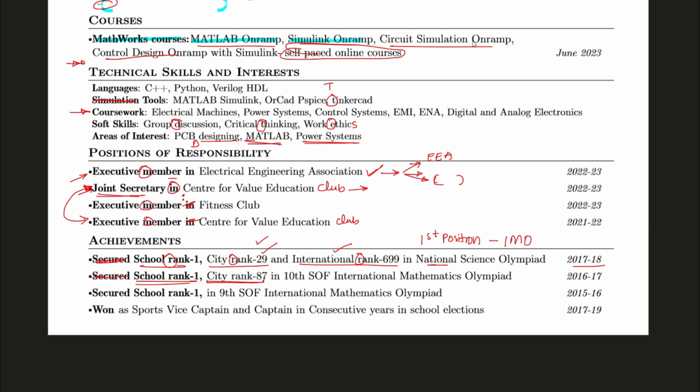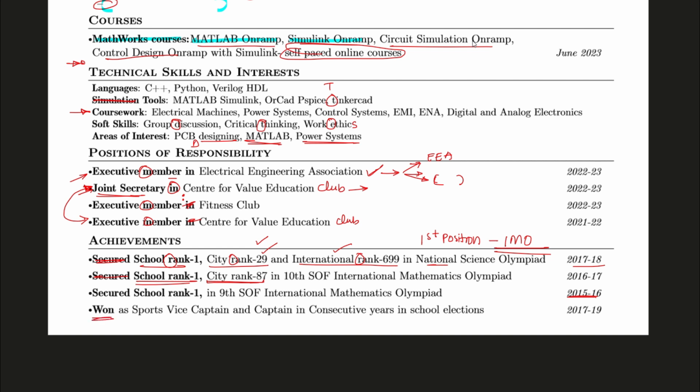International Maths Olympiad. Under this you add 2 points. Attained class rank 1 in 10th SOF International Maths Olympiad for the year 2015 and 16. Okay, that's more readable and it catches the interviewer's attention, correct? So just make those changes.